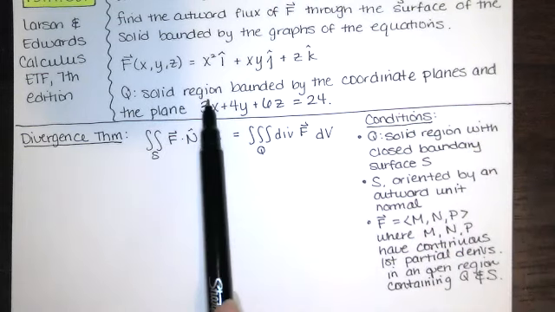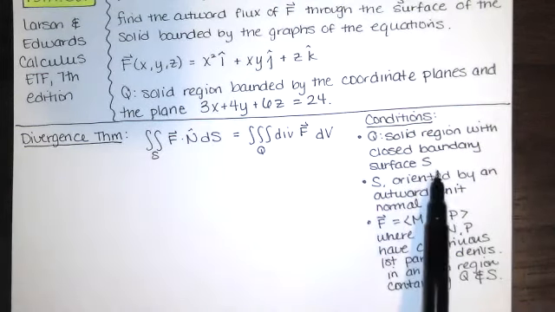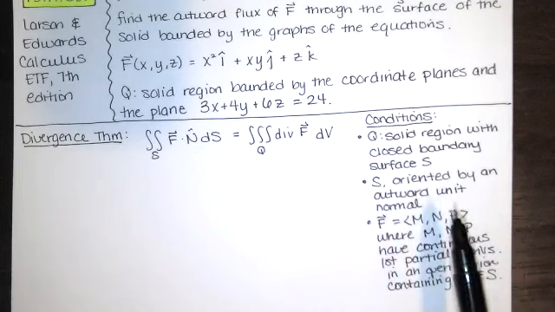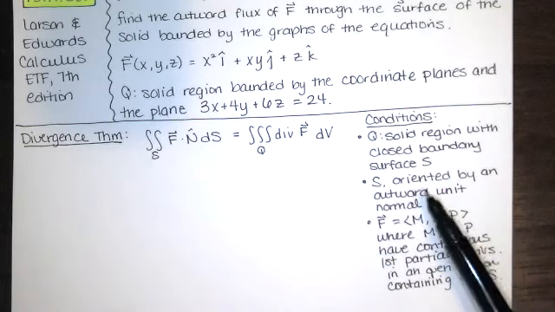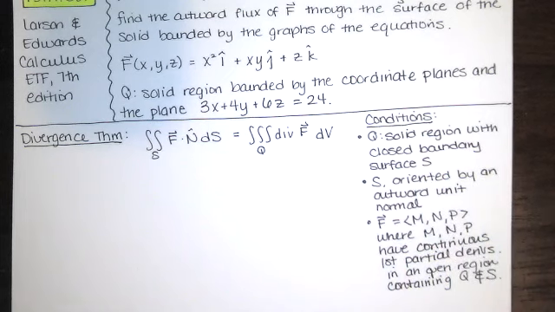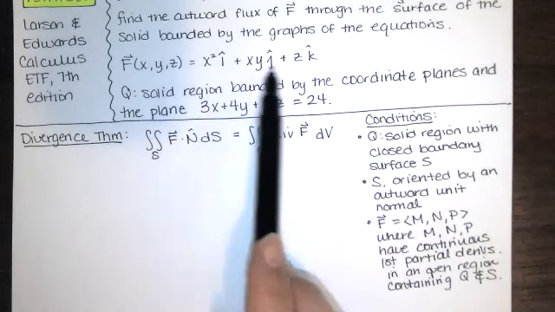I believe all of these hold. We're told that this is a solid region. It has a closed boundary surface S. It actually consists of 4 pieces, 3 coordinate planes and that fourth plane. We can orient those planes with outward unit normals so that all the normal vectors are pointing out of the surface. And then the field is this given field.